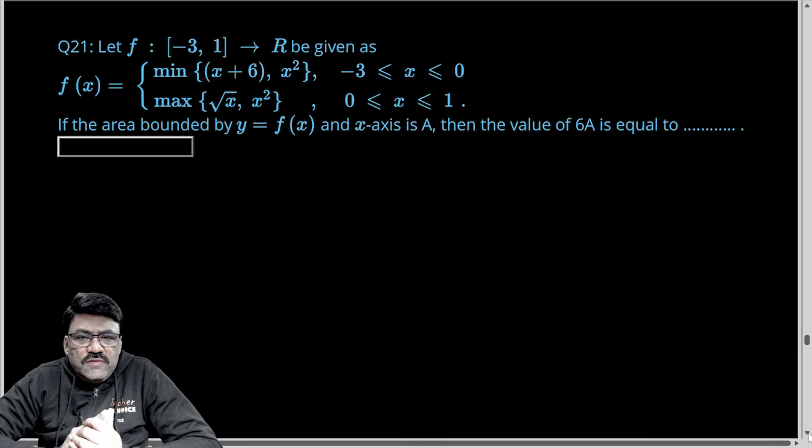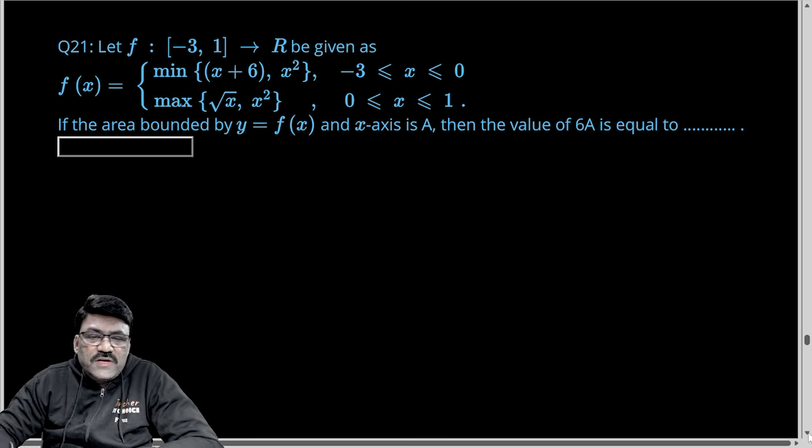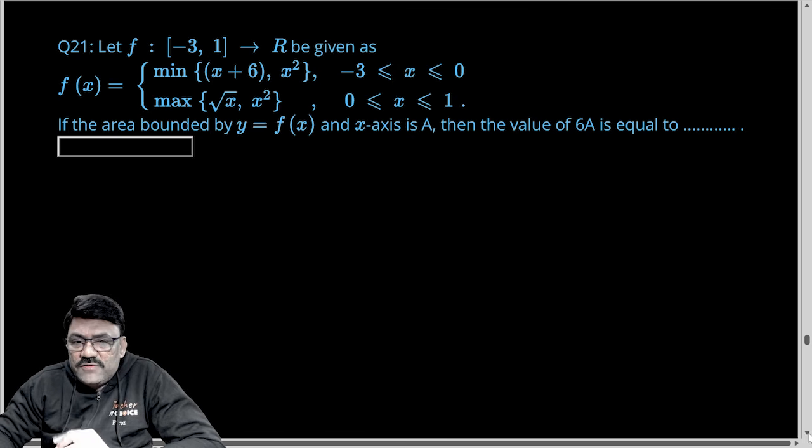Okay, see this question. This is from area. You have to find the area bounded by y is equal to f(x) and the x-axis. And f(x) is the minimum of these two between minus 3 and 0, and then the maximum of these two between 0 and 1.